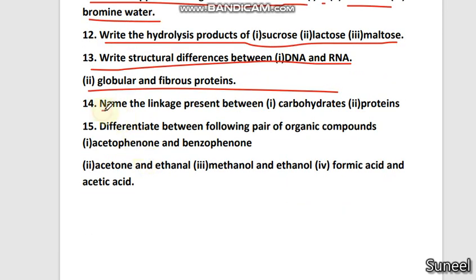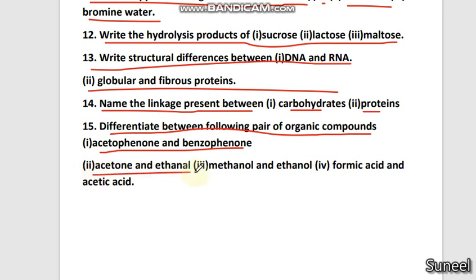Question 14. Name the linkage present between carbohydrates, and second, proteins. Question number 15. Differentiate between the following pairs of organic compounds. 1. Acetophenone and benzophenone. 2. Acetone and ethanol. 3. Methanol and ethanol. 4. Formic acid and acetic acid. 5. Phenol and acetic acid.